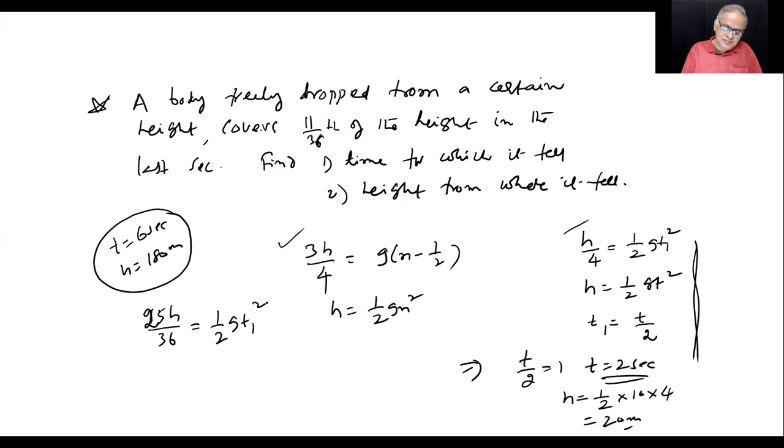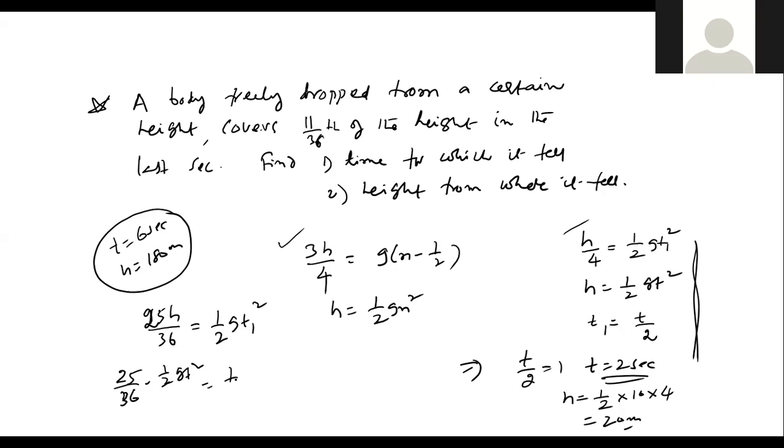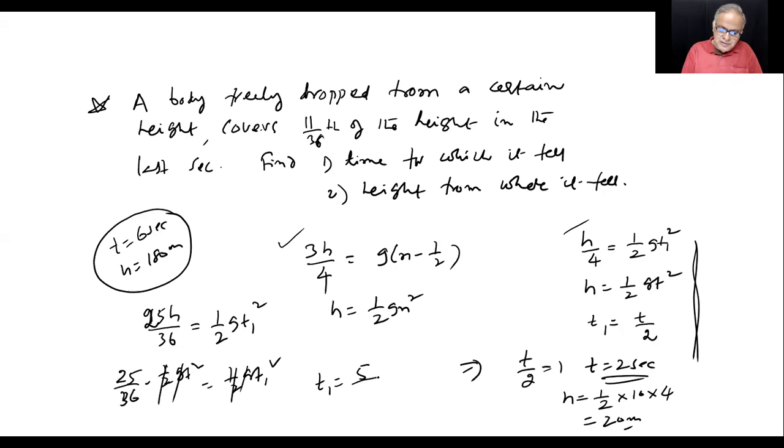Okay. Now H equals 1 by 2 GT square. This T1 is the time for the top. Now total H equals half GT square, you want to say. So I'll put it straight away here. So 25 by 36 into half GT square is equal to half GT1 square. This is what you're trying to tell? Yes, sir. Okay, then. So T1 is how much? T1 equals 5T by 6. That's correct.